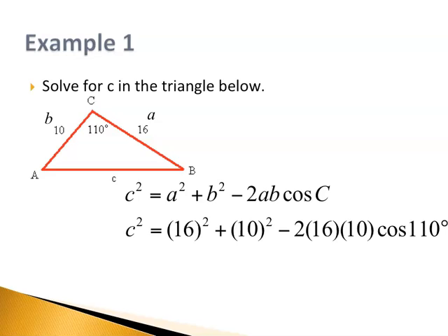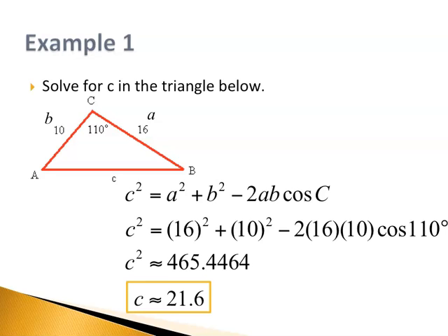Just be aware that you want to make sure that you're not doing just 16 squared plus 10 squared minus 2 times 16 times 10, hitting enter, and then multiplying by cosine of 110. The rules of PEMDAS still apply here, so you want to do the multiplication first before you add or subtract. So if you do the entire thing into the calculator, your calculator will follow rules of PEMDAS. So we get C squared is about 465, but we need to find what C is, so take the square root of both sides, and we get C is about 21.6.